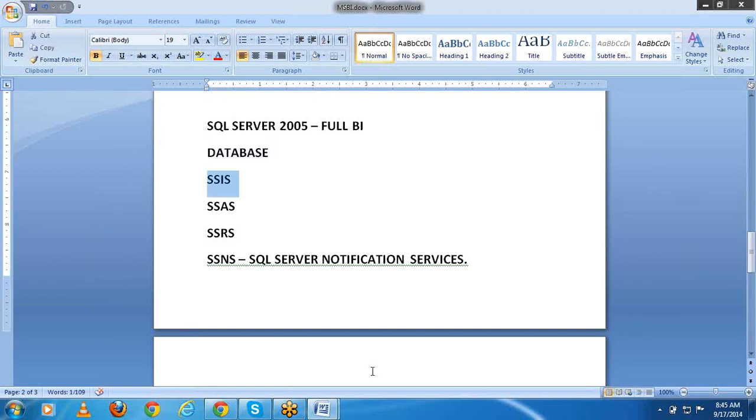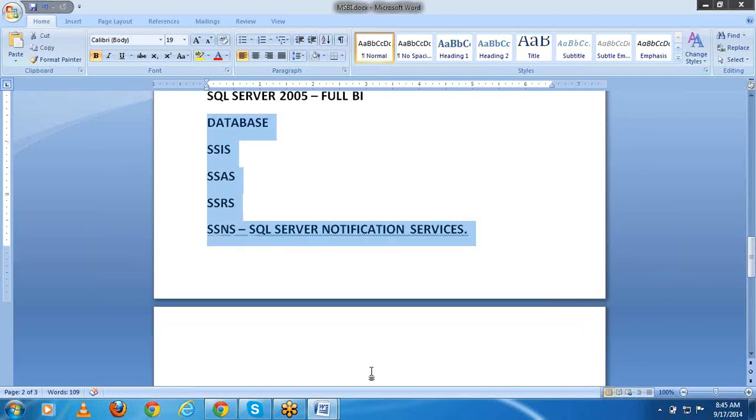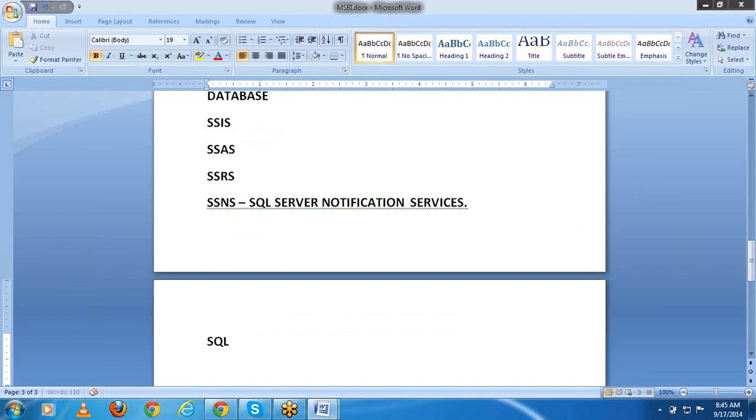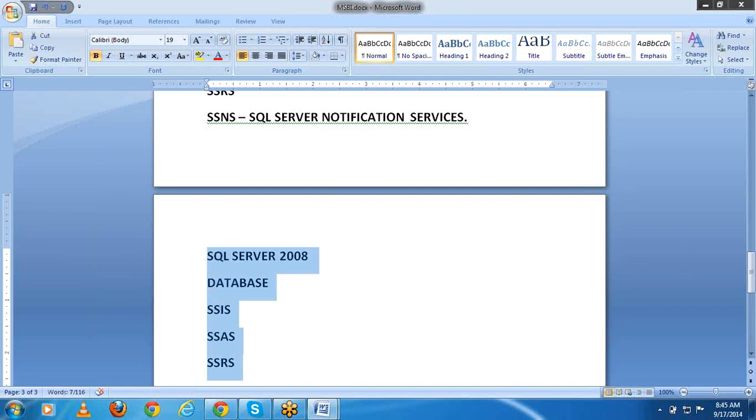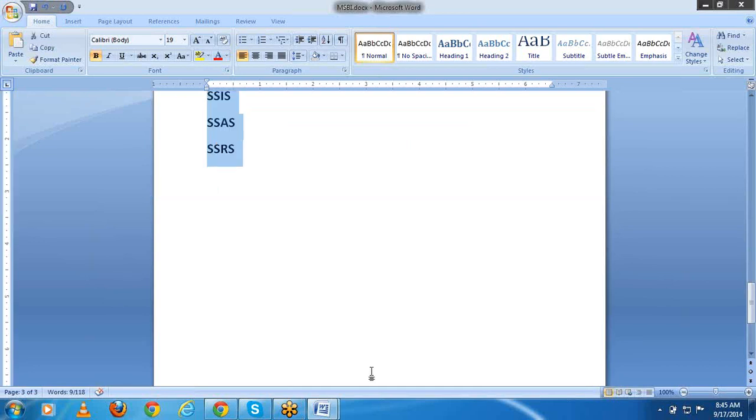It is providing database, SSIS, SSAS, SSRS, and we will see one by one what it is. Next, they released SQL Server 2008, and this had database, IS, AS, RS, and this has established itself in the market. This has good demand till now, and many companies are still using SQL Server 2008. R2 is also available. This has good demand still in the market. SQL Server 2008 or 2008 R2 is being used.